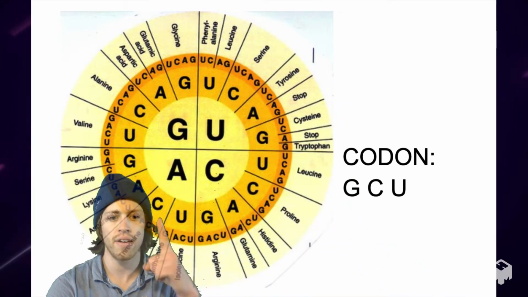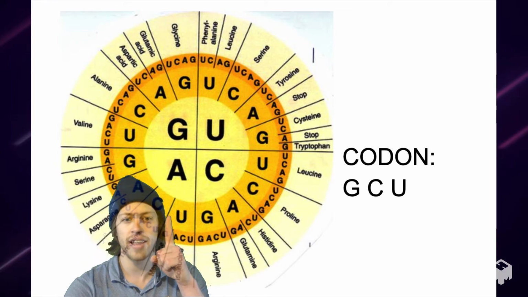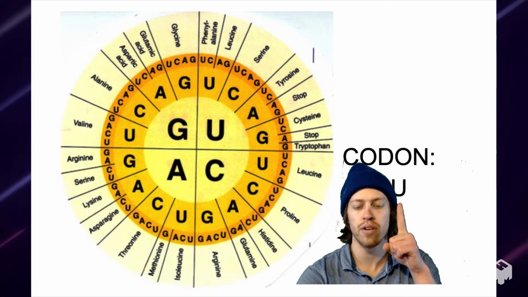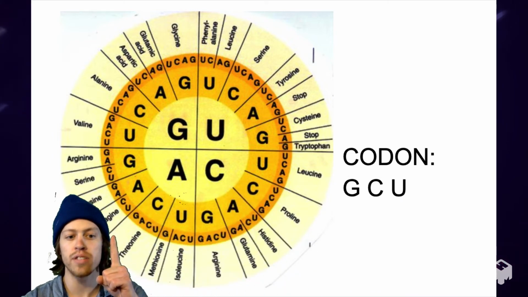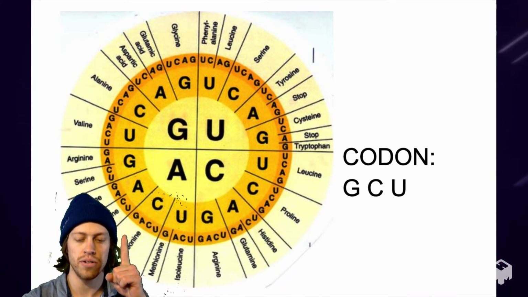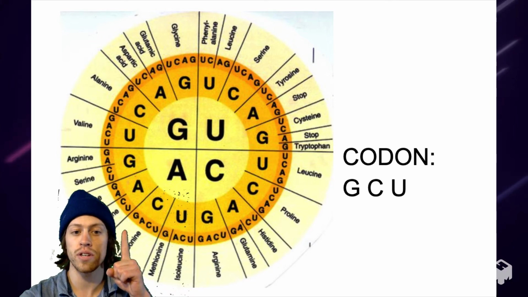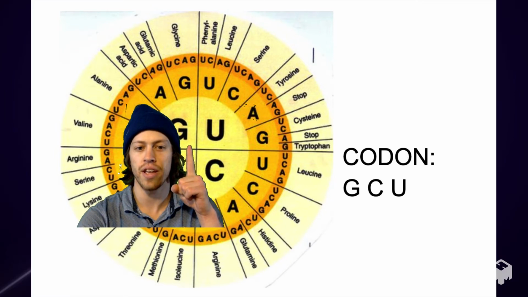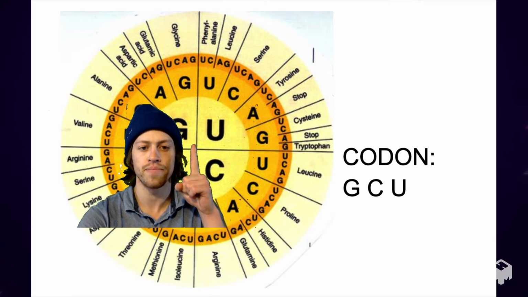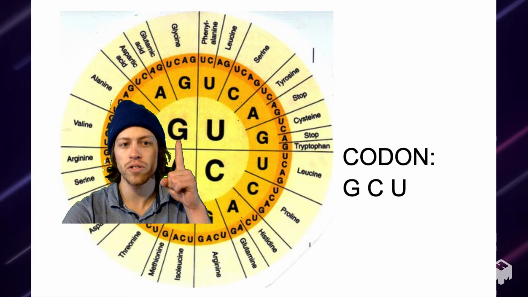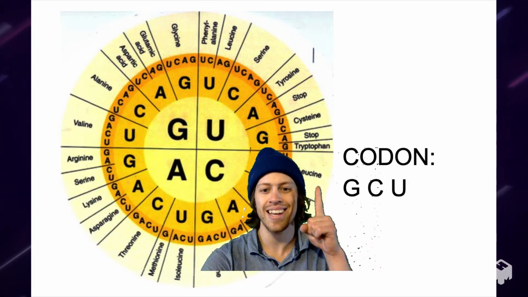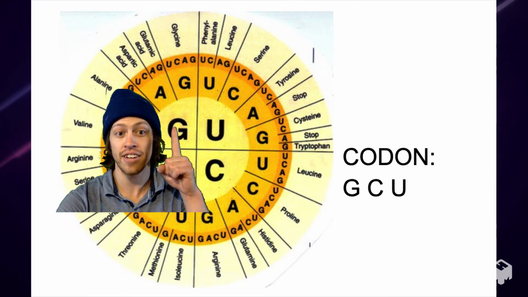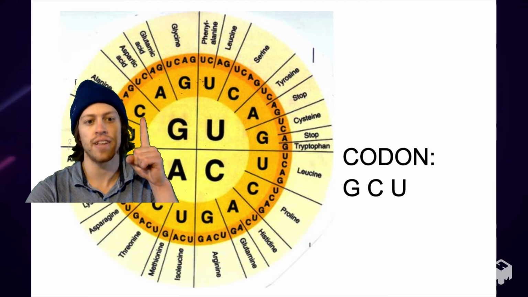Let's say we have a codon that is G, C, and U. Well, when we're using the wheel to figure out what amino acid that corresponds to, we are going to go to the innermost letters of the wheel. So since our codon has a G, we're going to find the G in the middle of the wheel. Then we have to go to our second letter, which is a C. So we start here with the G, that was the first letter. Second letter is a C, so we find that C.